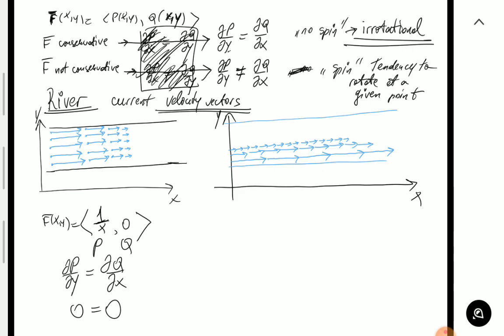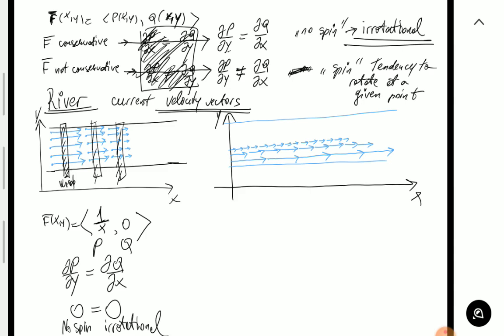If I drop, let's say, a piece of wood, like a plywood, in the form of a rectangular shape here that floats, this wood will slow down as it moves down the river, but it's not going to rotate. It's going to still be parallel to the y-axis. Okay, so no spin, irrotational.